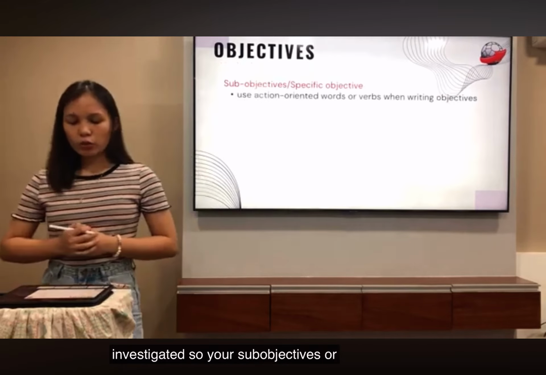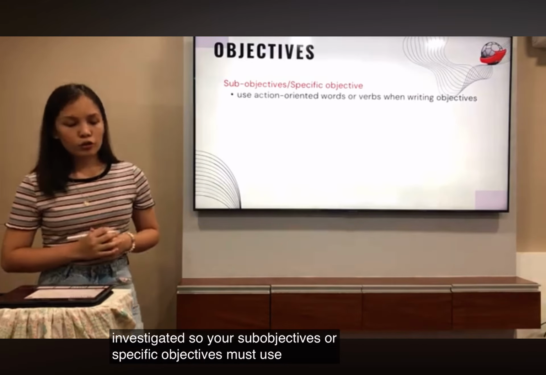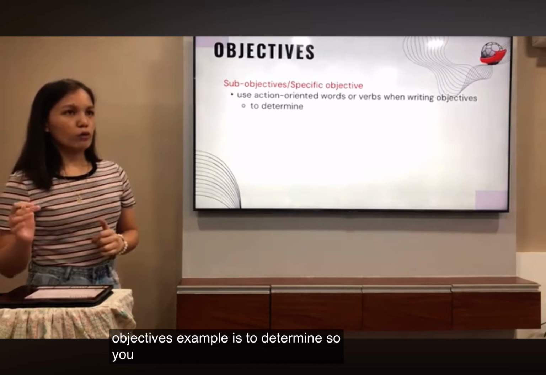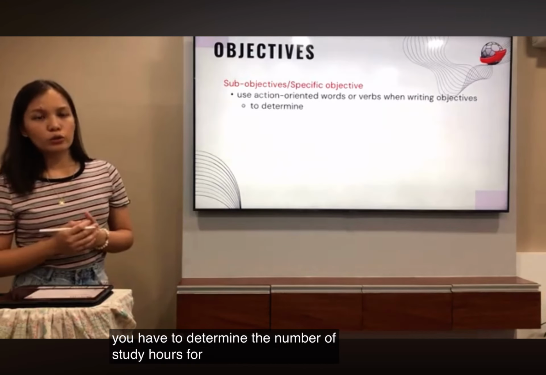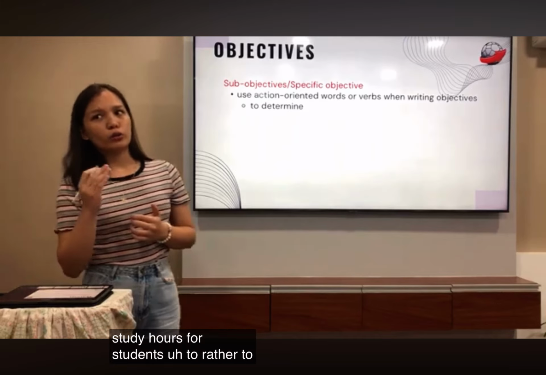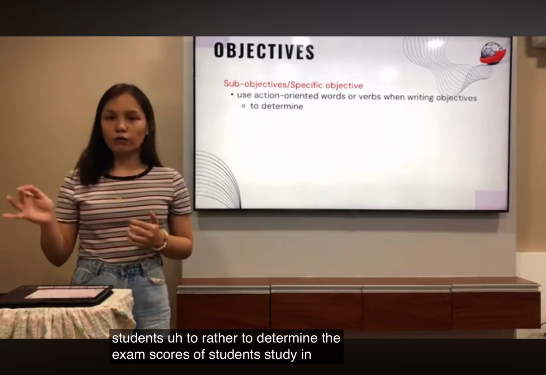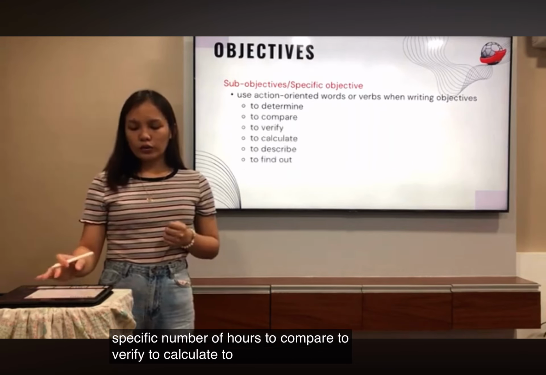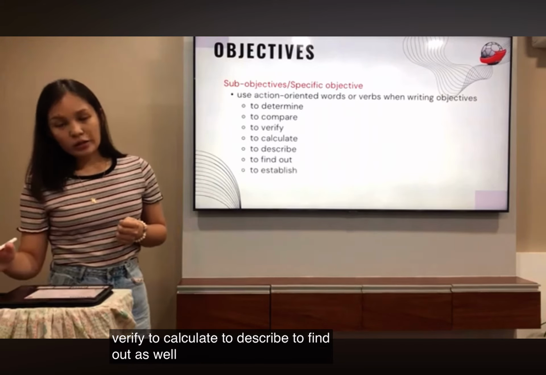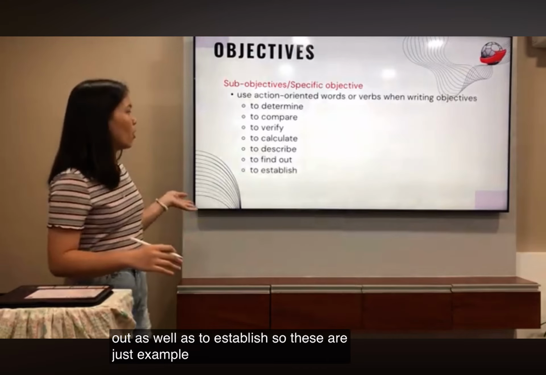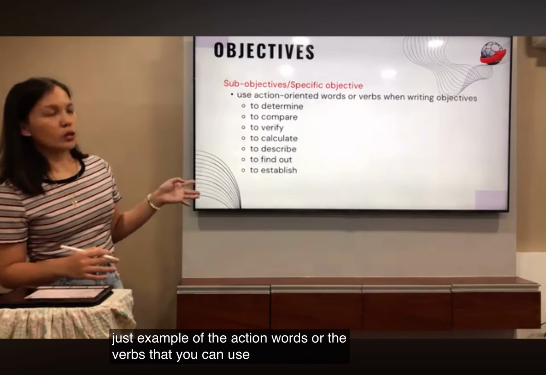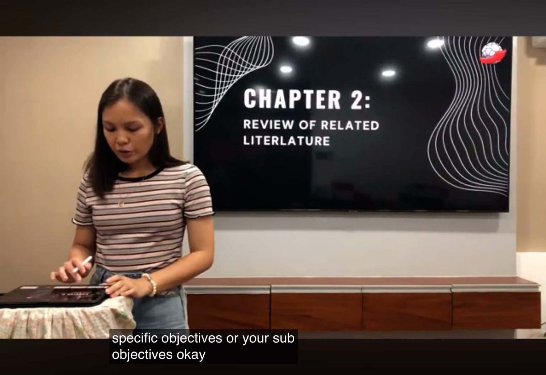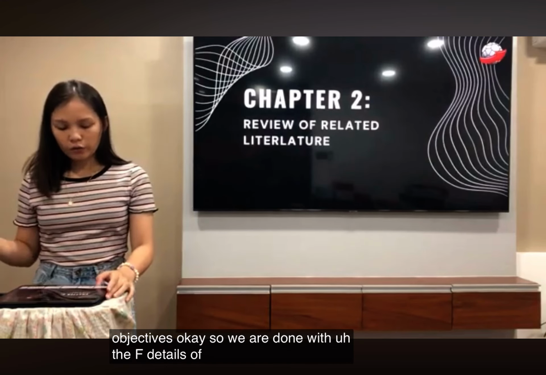So your sub-objectives or specific objectives must use action-oriented words or verbs when writing objectives. Examples are to determine: you have to determine the number of study hours for students, to determine the exam scores of students studying for this specific number of hours. To compare, to verify, to calculate, to describe, to find out, as well as to establish. So these are just examples of the action words or the verbs that you can use when stating your specific objectives or your sub-objectives. Okay, so we are done with the details of chapter 1.